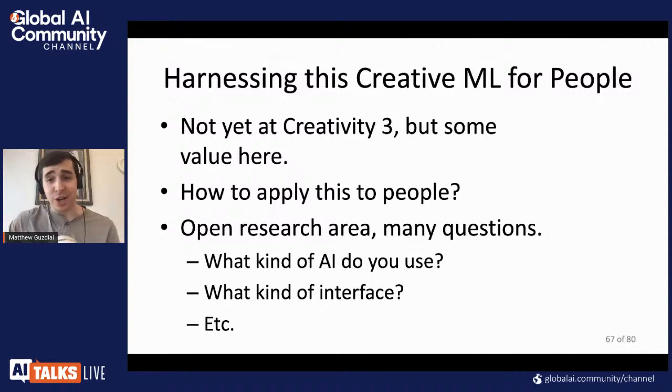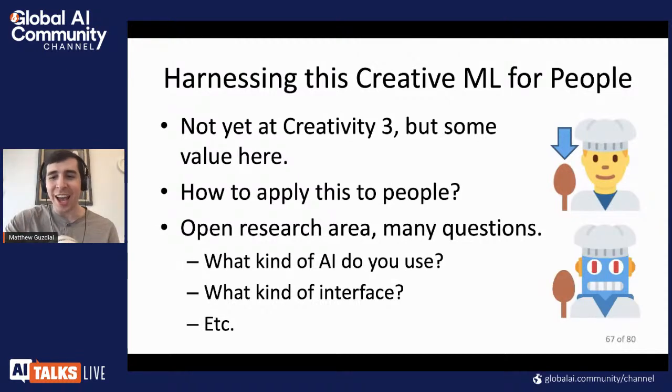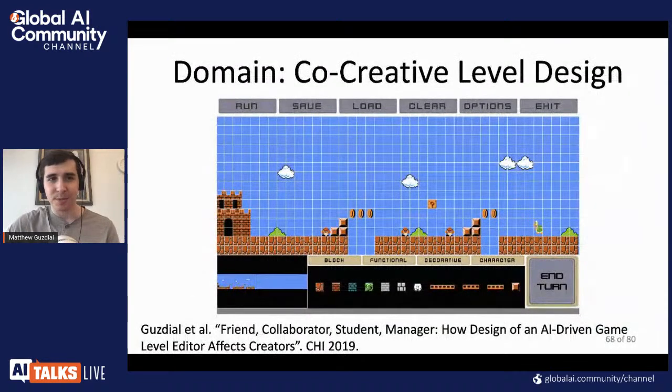This is an open research area, and there's many possible questions. What kind of AI should we use? What kind of interface do we use, et cetera, et cetera? One simple way to think about this is, if I'm going to make an AI to help a chef, does the AI go in the spoon, or is the AI a whole other robot chef to help the chef, right? Big questions.